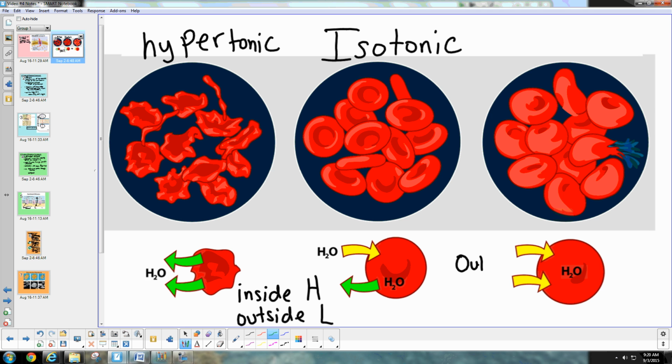Okay. Now let's look at this other picture. Outside the cell, going to inside the cell. We're going from high amounts of water to low amounts of water. So the cell's going to fill up. It's going to get much, much bigger in size, practically almost burst maybe. So this is a hypotonic solution.